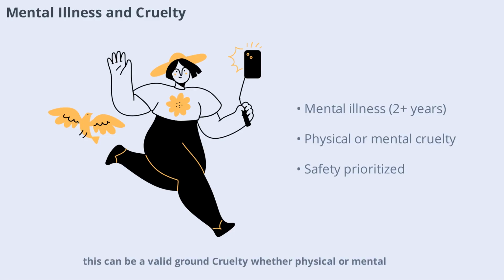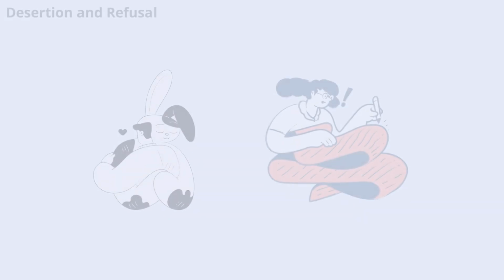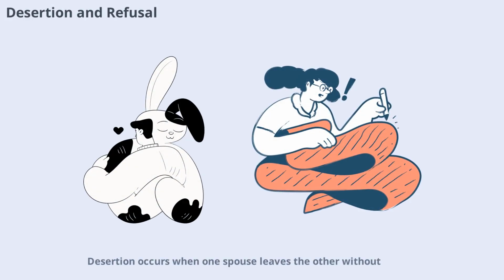Cruelty, whether physical or mental, is also recognized. The law aims to protect individuals from unsafe or intolerable marital situations, ensuring that no one is forced to remain in a harmful relationship. Desertion occurs when one spouse leaves the other without reason or consent for at least 2 continuous years. Willful refusal to consummate the marriage, meaning a refusal to engage in sexual relations without justification, is also a ground for divorce. These provisions ensure that marriage is based on mutual commitment and support.